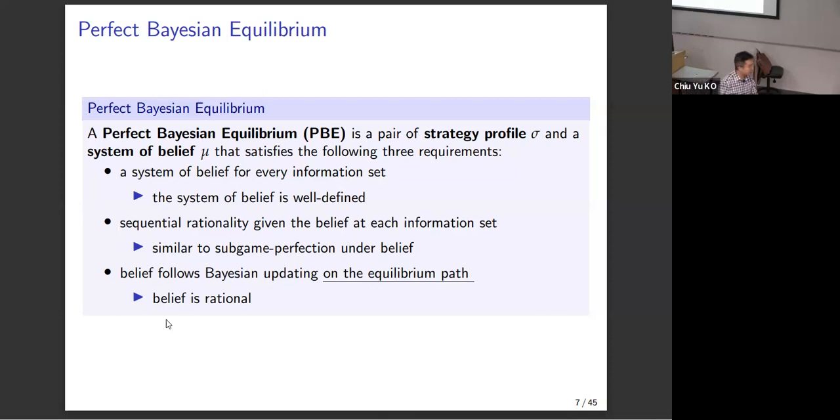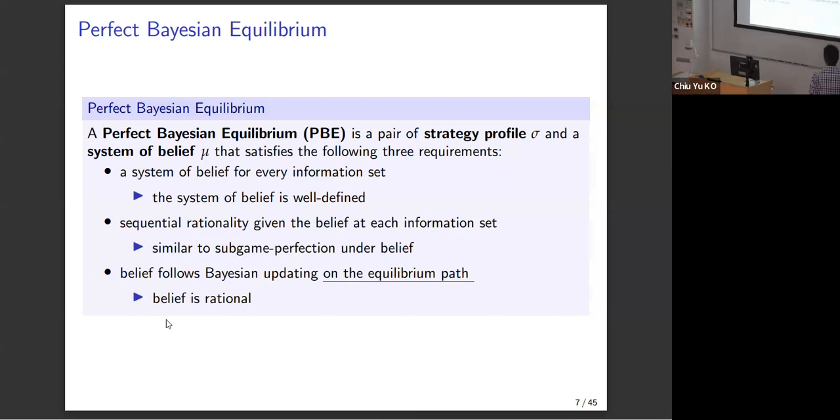The last one, which is also the most difficult, is that your belief updating along the equilibrium path is Bayesian. Okay, let me talk about what Bayesian means. It's a little bit tricky. You look at other people's actions, and you update your belief. Your belief cannot be too stupid. The last point is that your belief has to be rational in terms of Bayesian. So that's why it's called perfect Bayesian. What Bayesian means, let me show you.